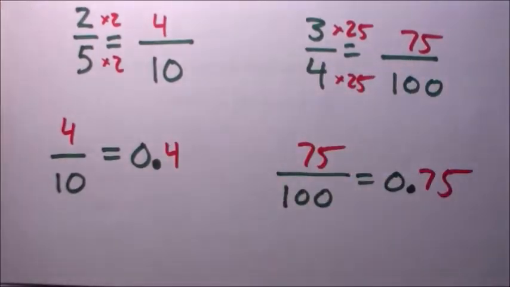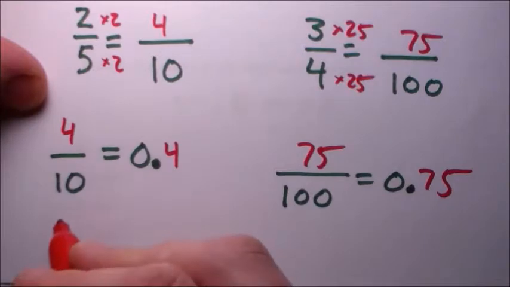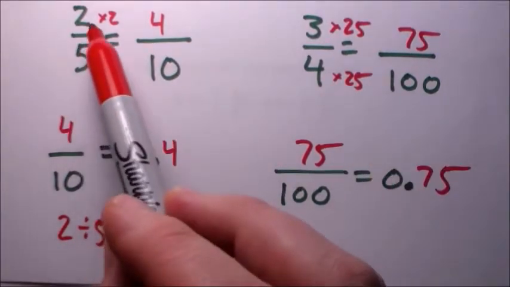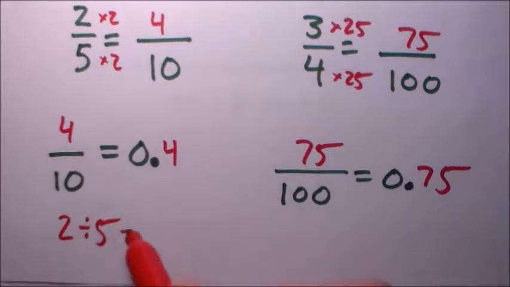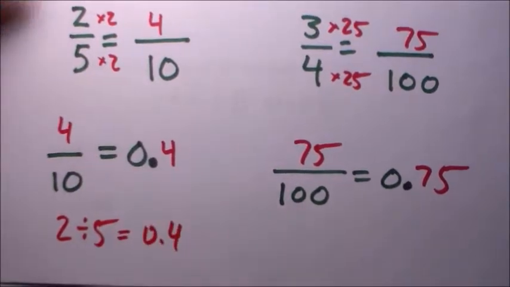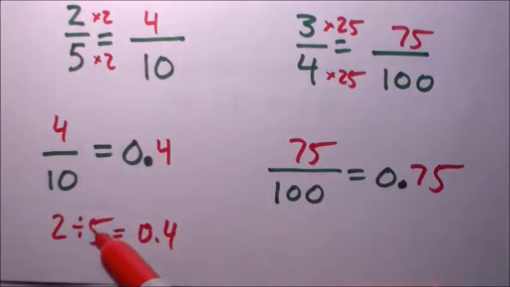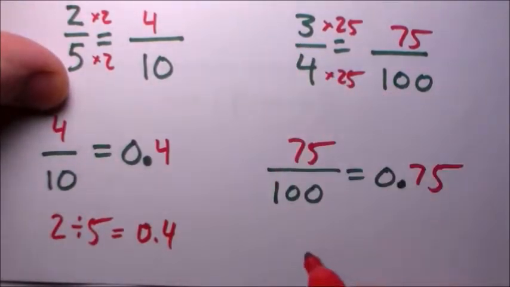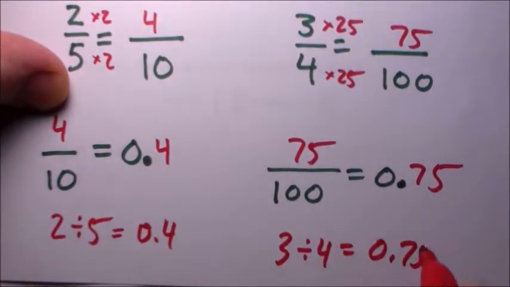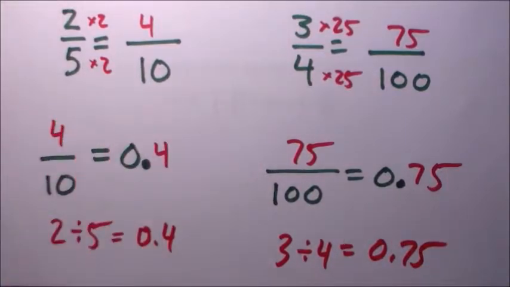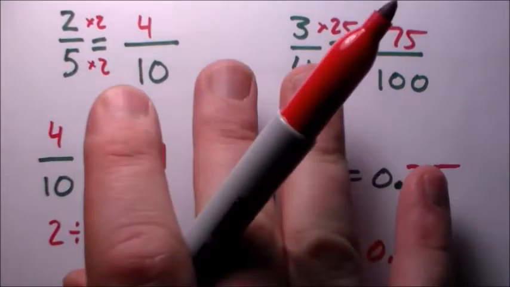Now, if you had a calculator for this question, which you may or may not, you could always do 2 divided by 5, because 2/5 is 2 divided by 5. And what will that equal on your calculator? We'll be shocked to know it'll equal 0.4. So that's a good way to do it if you have a calculator for this one. And same thing, 3/4 is 3 divided by 4. If you do that, you will surely get 0.75. Okay, so that's how we take the fractions and turn them into decimals.